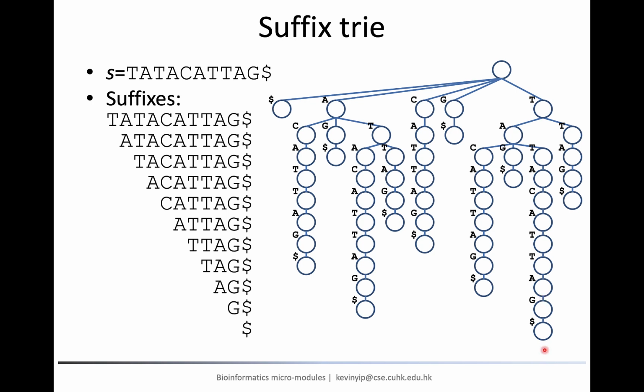We repeat this process by inserting every suffix to the suffix trie. During this process, if we find that a node that we need has already been created previously, we just reuse that node instead of creating a new one. For example, the third suffix is TACATTAG$.